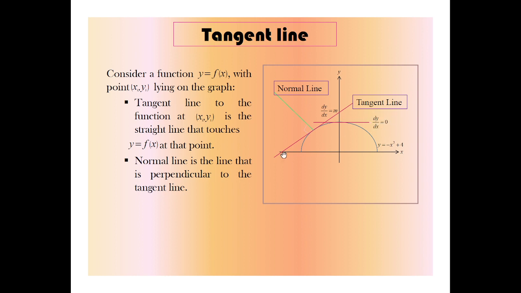Okay, another way you can have this kind of straight line. This line is the normal line, see my cursor here. This line is the normal line. This normal line will intersect your tangent line. This is your tangent line. dy/dx equal to 0 is your tangent line.